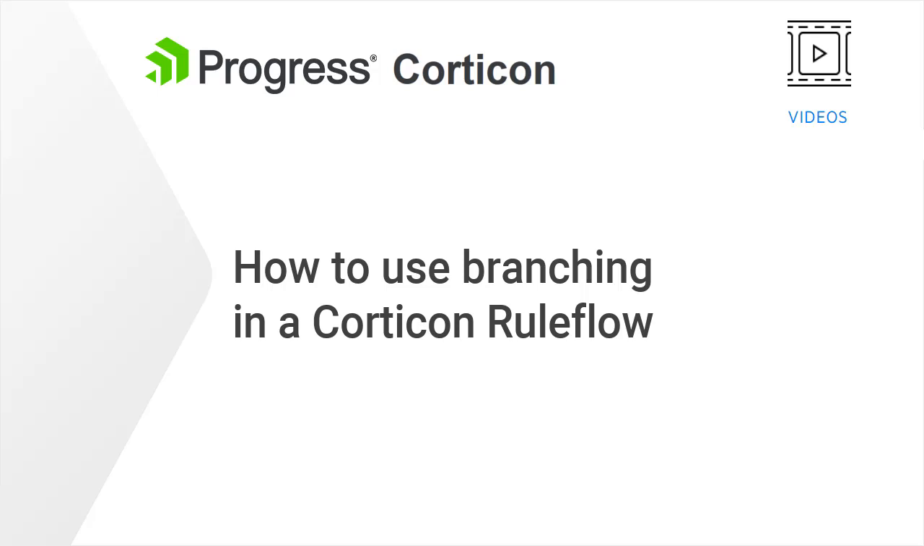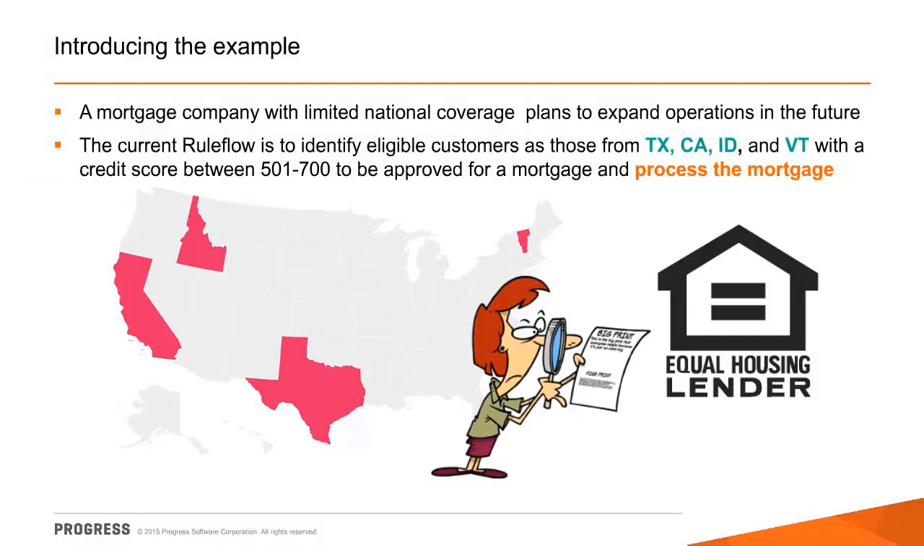Ruleflow branching allows you to visualize and define complex rule flows, executing related rule sheets based on enumerations and Boolean attributes. We'll use a simple mortgage approval rule flow to demonstrate how to add branches. A mortgage company with limited coverage plans to expand operations in the future.